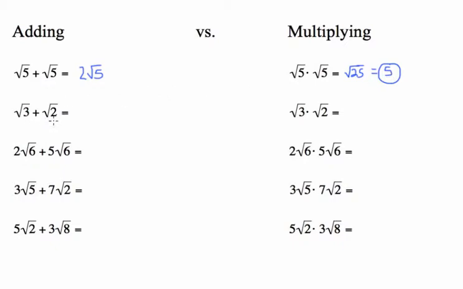Root 3 plus root 2. It's kind of like adding x and y. They're not like terms, is how I like to think of it, so you can't really add them. So this is as simple as you get. When you're multiplying, however, you don't have to have like terms. Same thing with x's and y's. So if you have root 3 times root 2, you just multiply what's underneath the square root signs, and it's root 6.